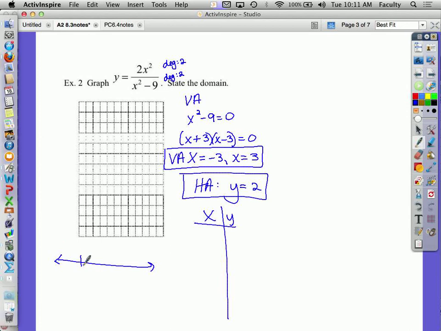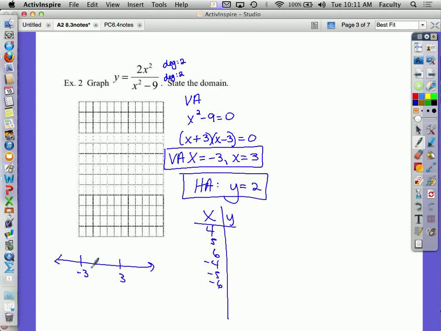Here's the deal. You don't need to write this down, but I just want to explain how I'm going to get my table. If you have 2 vertical asymptotes, I'm going to get 3 points to the right of 3, so that's 4, 5, 6. I will get 3 points to the left of -3, which is -4, -5, -6. You do not need to get 3 to the left of 3 and 3 to the right of -3. You only need 3 in between them.